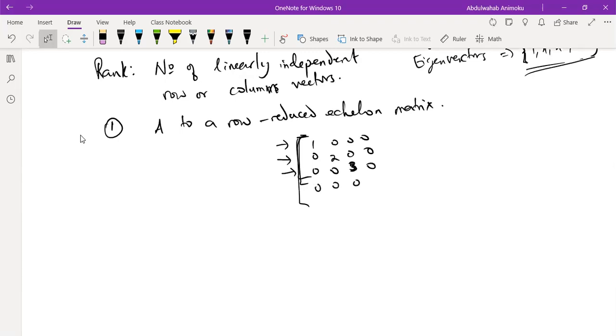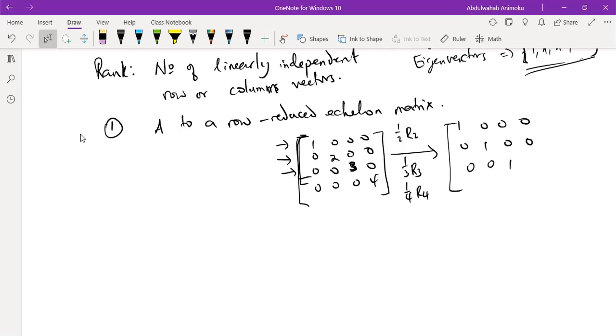So if we look at that, then we can reduce this by dividing row 2 by 2, row 3 by 3, and row 4 by 4. When I do this, I'll basically have the identity matrix, right? So I can do this. Now that I have this, these are all linearly independent, as you can see in each row. So this is what we mean by row reduced echelon form.